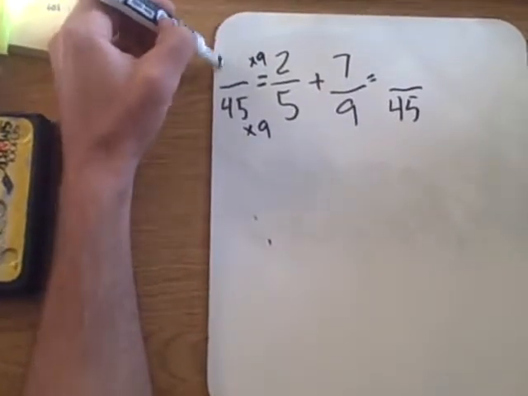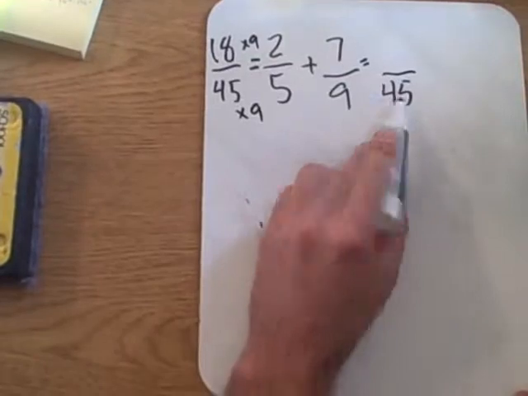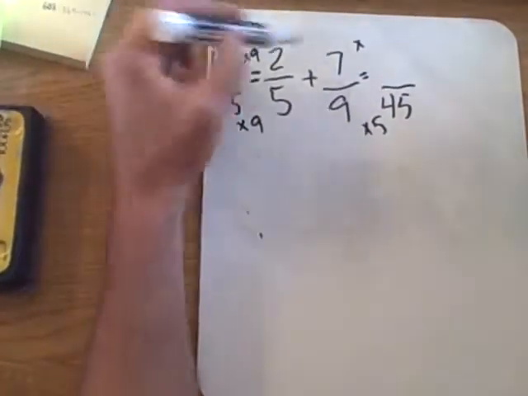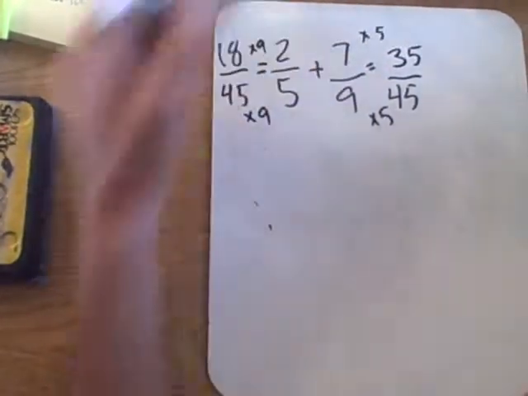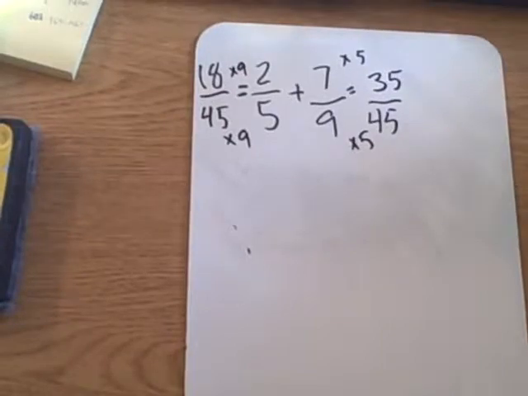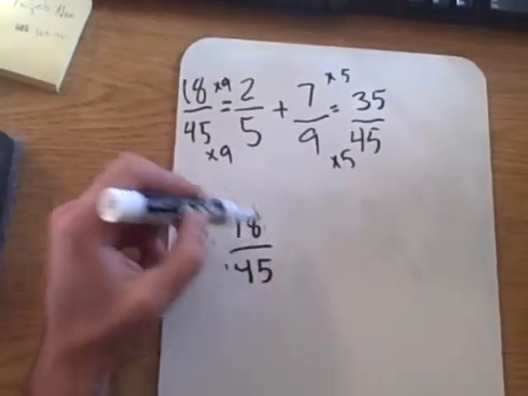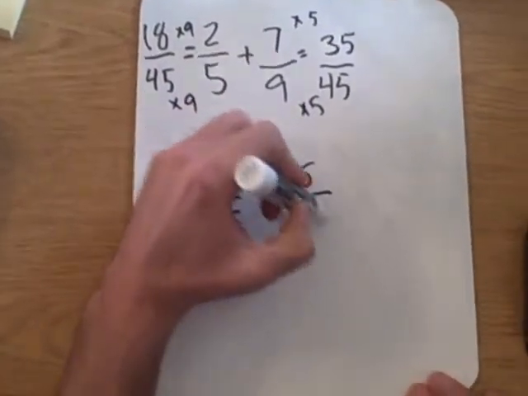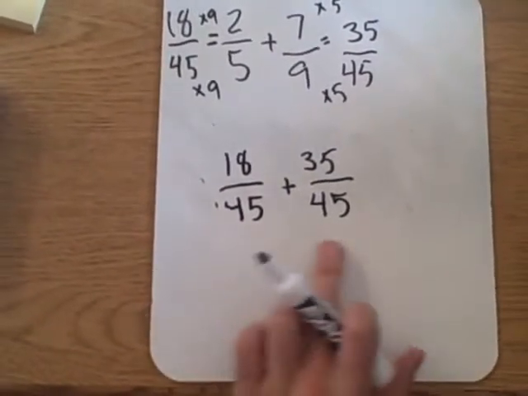2 times 9 is 18. And how do I go from 9 to 45? I multiply by 5. Whatever I do to the bottom, I have to do to the top. 7 times 5 is 35. So my new equivalent fractions are 18/45 plus 35/45. Now, do I have apples and apples? Yes. You betcha I do.